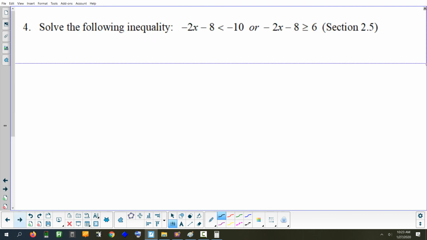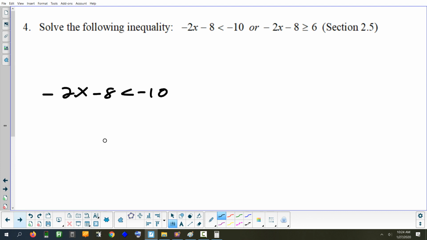All right, let's look at this one. So this one says solve, but it didn't say graph. This is the kind of problem, if it said graph, you would be putting like open circle, closed circle, and then shading with an arrow. Okay? But they didn't have you graph it. So we just solve each one separately.